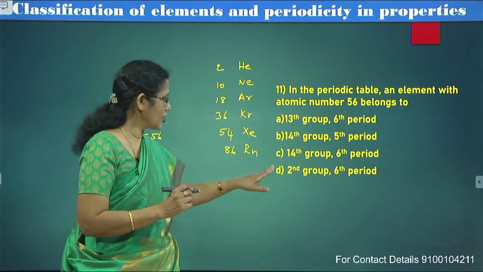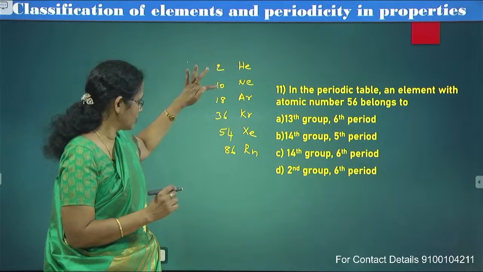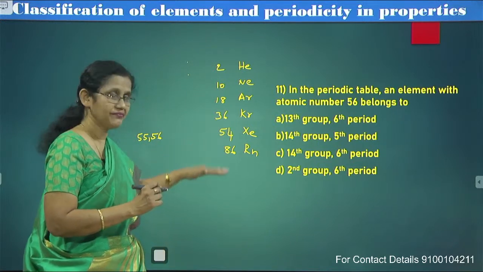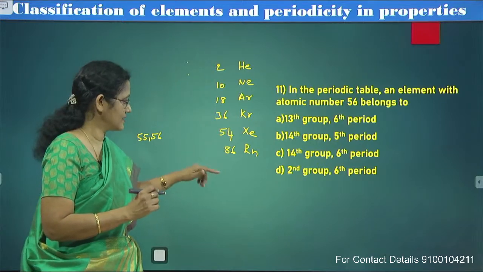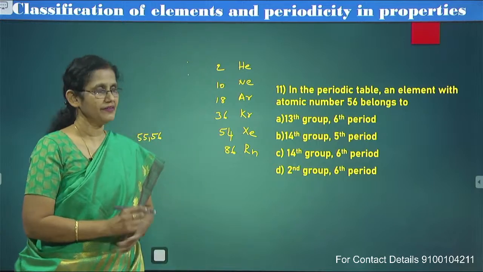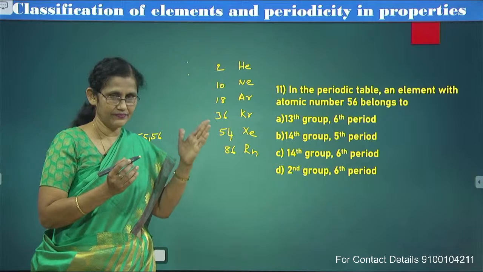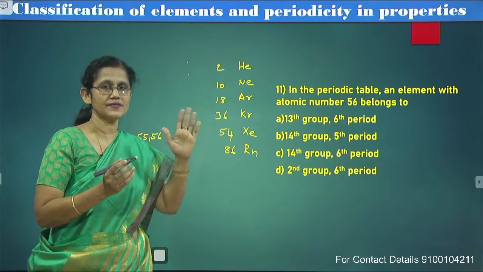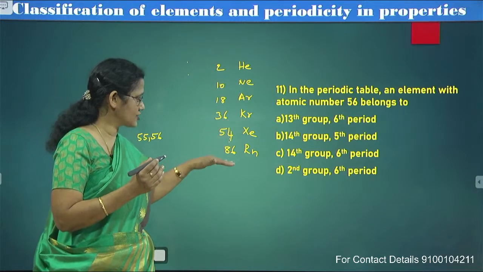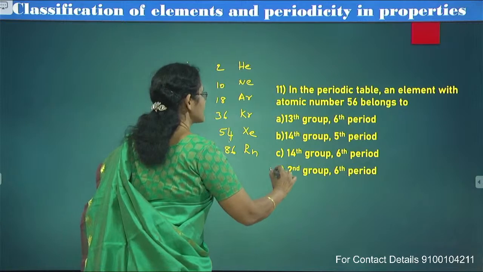So, it should belong to the second group, and which period? 1, 2, 3, 4, 5. 54 is in the 5th period, 56 means the next period, so it should be in the 6th period. 54 is xenon, then 55, 56: first group, second group. Already 5 periods are over, so the next should be the 6th period: second group and 6th period.